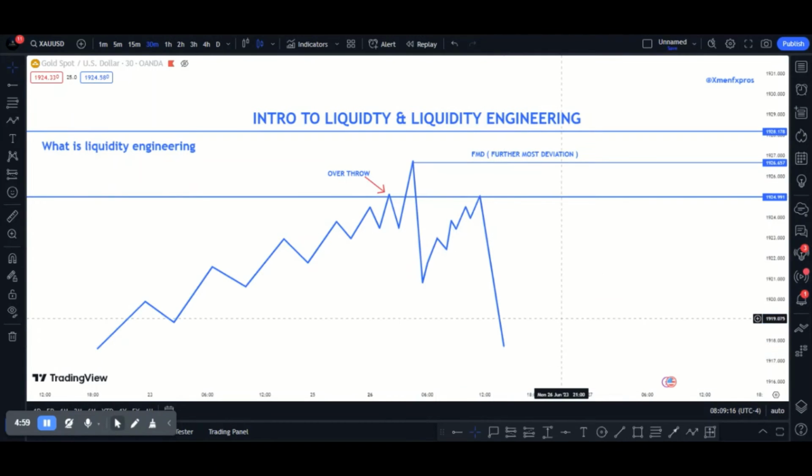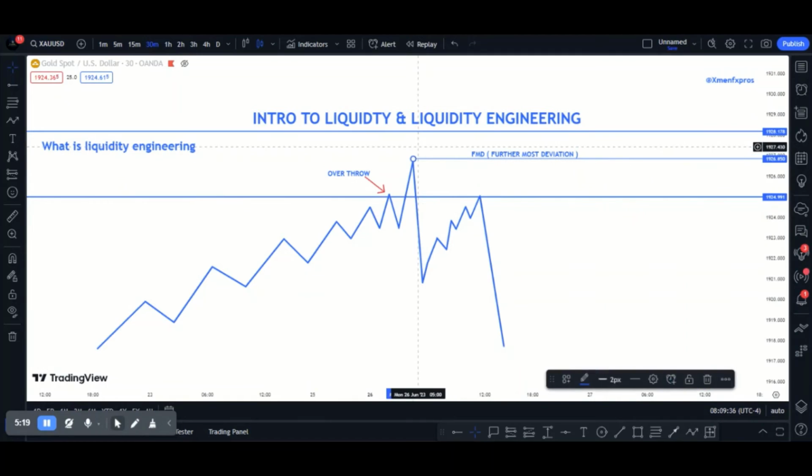This is what we call engineering liquidity, because price sweeps both the buyers resting here on top who are taking buy stops and sellers who are taking sell stops. Then price kicks them out at the same time, for us to enter from here. And if you observe, it's a QM, and we're going to look at those types of engineering liquidity or liquidity engineering. But for those who don't know about liquidity, I've just discussed it.